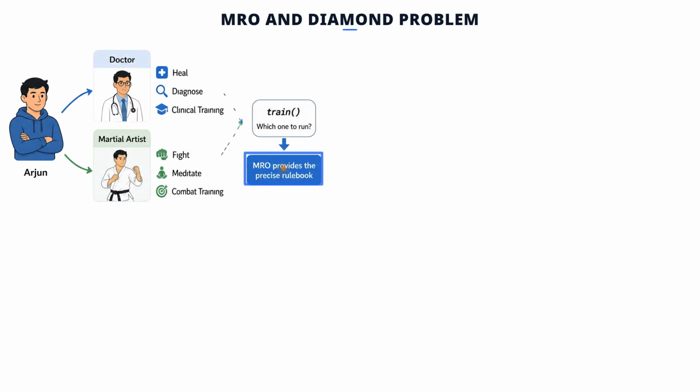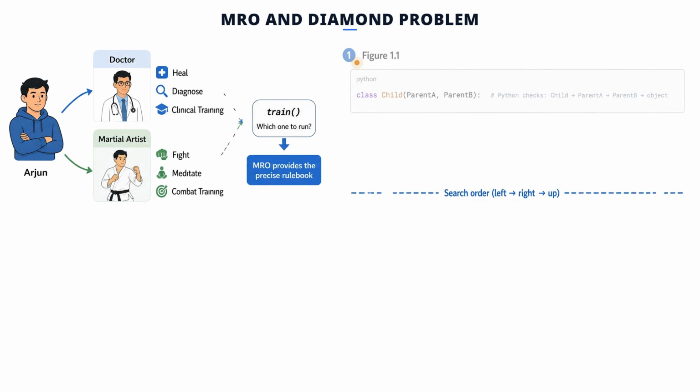The fundamental logic of MRO follows a specific path. Python reads your class definition from left to right and then moves upwards through the inheritance hierarchy. Looking at figure 1.1, we see a code example: a child class that inherits from parent A and parent B. This visual shows the search path Python takes.